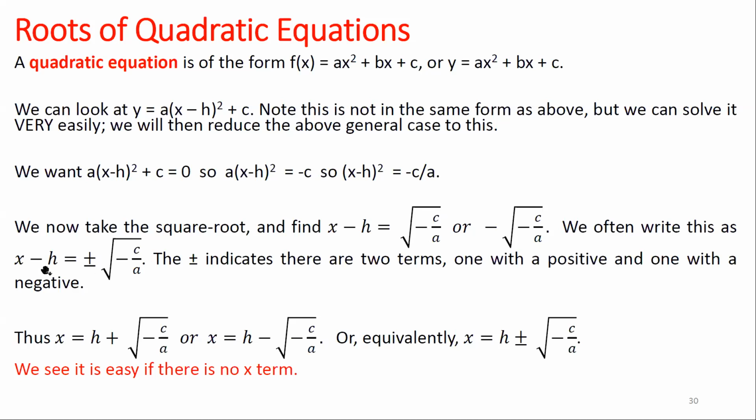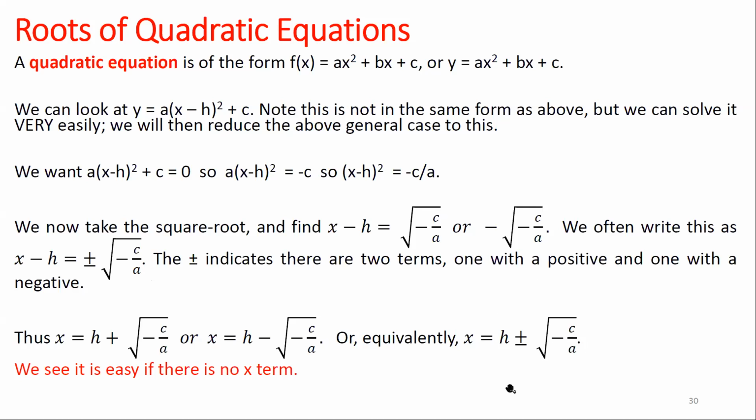And how should we solve for x? What do we do to solve for x? We have x minus h equals this. How would we find out what x equals? Yeah, just add h to the other side. So if we add h, we get h plus the square root of minus c over a, or h minus the square root of minus c over a. Or equivalently, h plus or minus the square root of minus c over a. So this means we have two different solutions, which is reasonable for a quadratic.